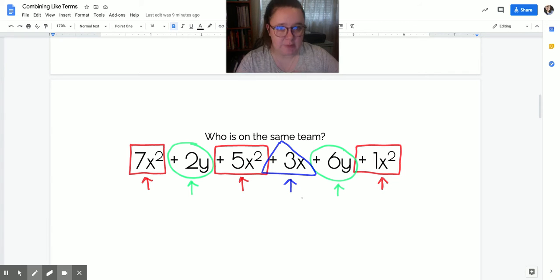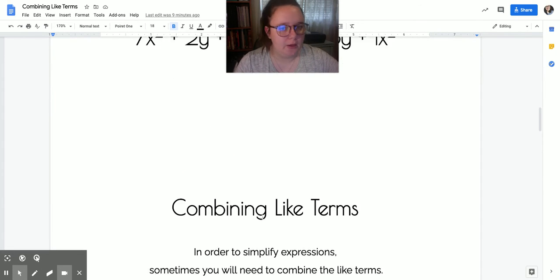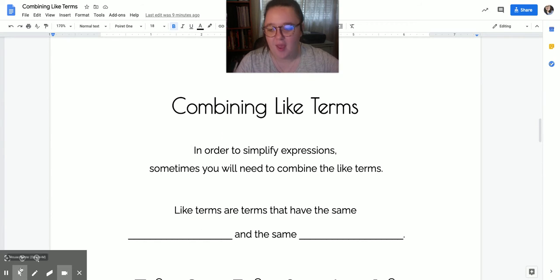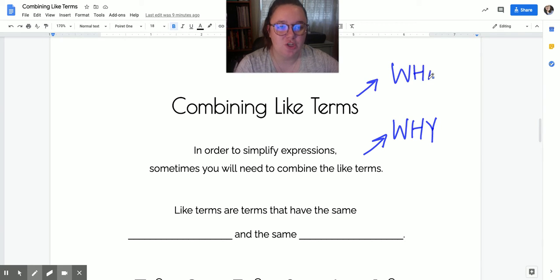You did it with this expression here, and I'm going to write it out in words on this next part, just so we are clear-cut and we know what like terms are, so that way you can identify them 100% of the time. So, combining like terms. In order to simplify expressions, sometimes you will need to combine the like terms. This is our why, right? This is what we are doing. We are combining like terms.